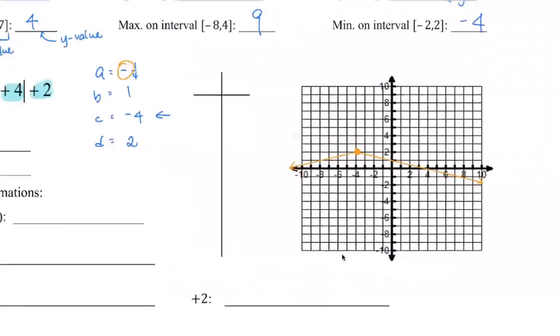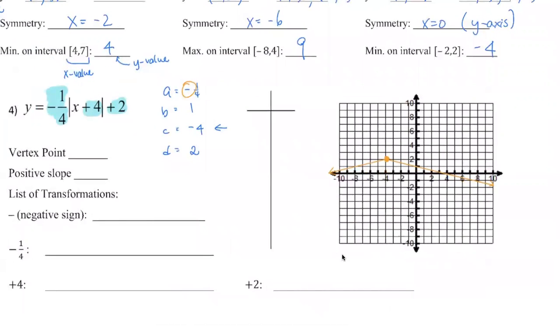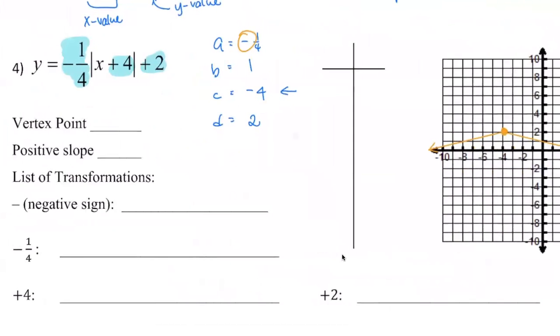As long as you know how to interpret the A, B, C, D values, you can easily draw the graph. And we can answer these questions now. We say, all right, what's the vertex point? We just talked about that. It is going to be -4, 2. The positive slope is going to be 1/4.